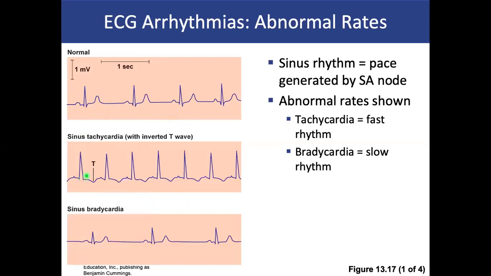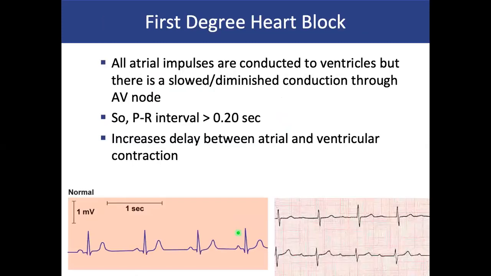Look at your EKG. Your resting is normal sinus rhythm. Exercise is tachycardia. It's not abnormally fast. It's what you would expect with exercise. And then bradycardia is slow. Okay. First degree heart block. First degree heart block means that it's not as severe. It's the least severe out of the heart blocks.